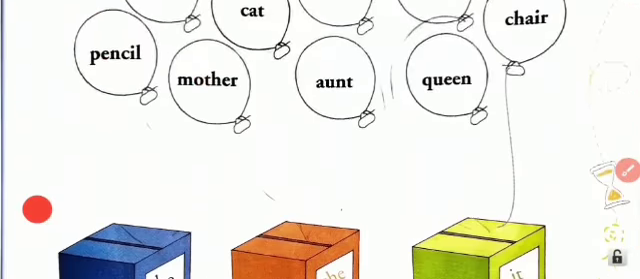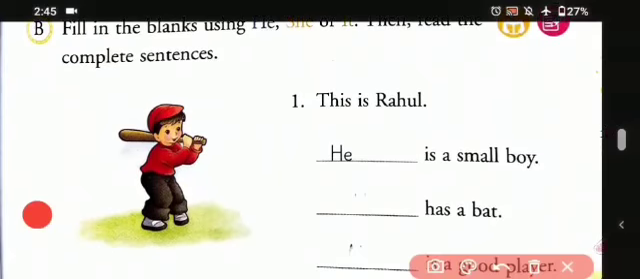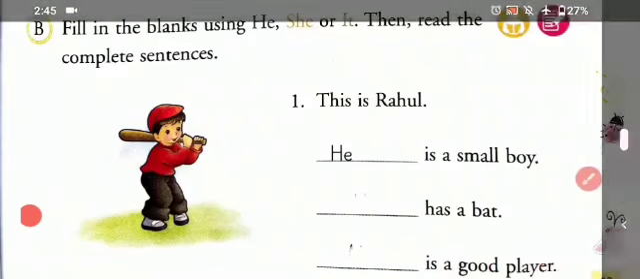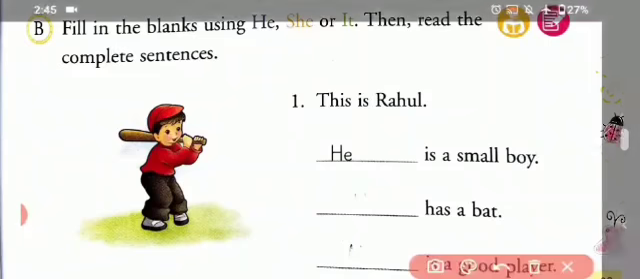So now we have to do the exercises, fill in the blanks also. Fill in the blanks using he, she or it. Then read the complete sentence. So students, now first we have to fill the he, she or it, whichever is suited word over here, and then we will have to read it.